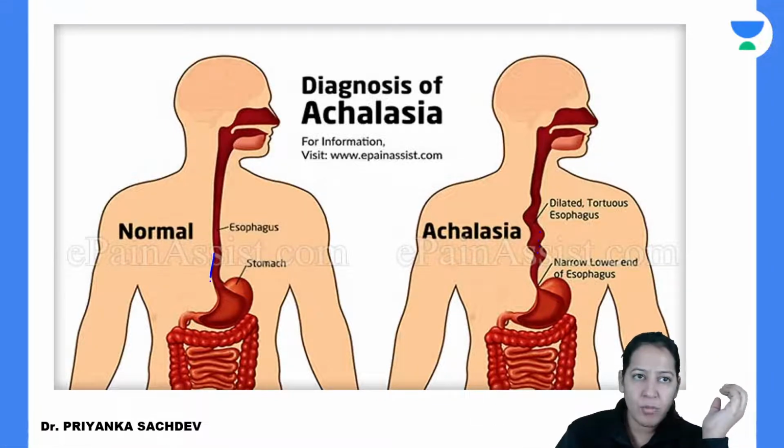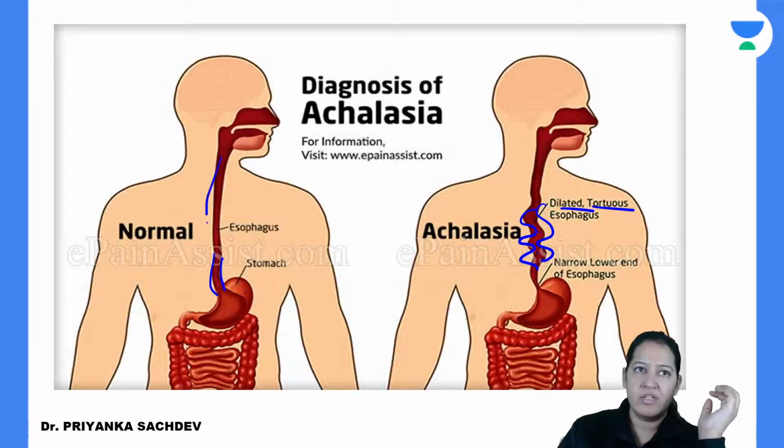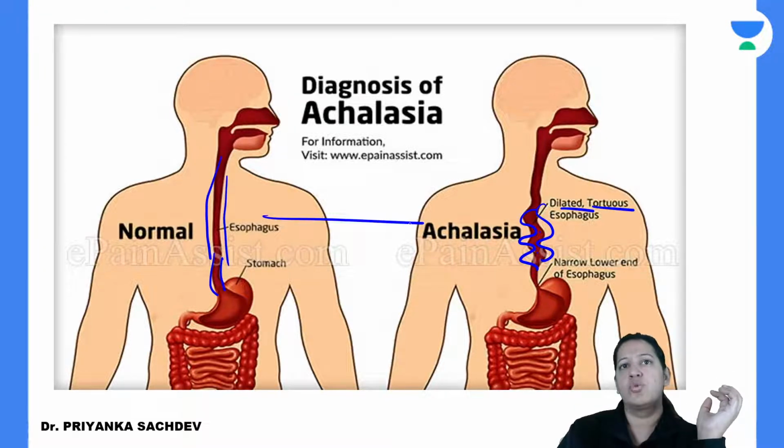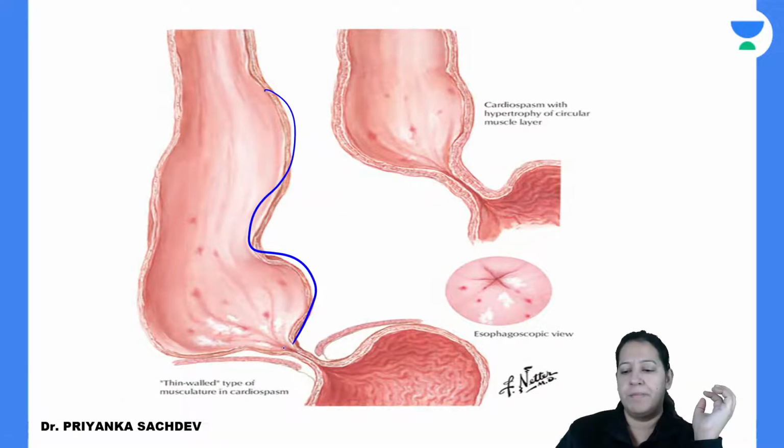You can see this is a normal esophagus, see the LES, and this is the esophagus of achalasia. See the tortuosity. It is tortuous, dilated, elongated, tortuous. And here it is straight. Normal is straight. So compare the two. You can see the tortuosity here. It is cucumber appearance. Have you got it?